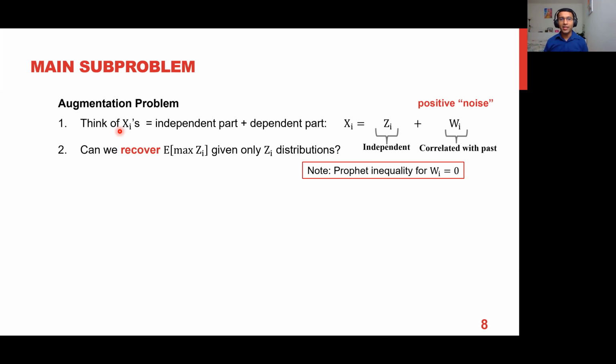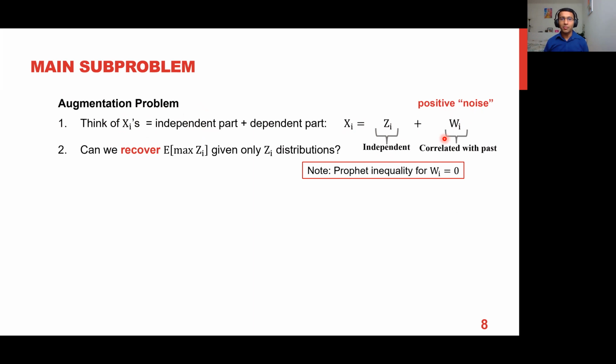The idea of the augmentation problem is the following. In general, correlations are hard to handle, but what if I have a special kind of correlation where each item i takes a value which is the sum of two components? One is some independent component, similar to the prophet inequality, plus some positive noise. So this is something which could be correlated with other values, but it's only positive.